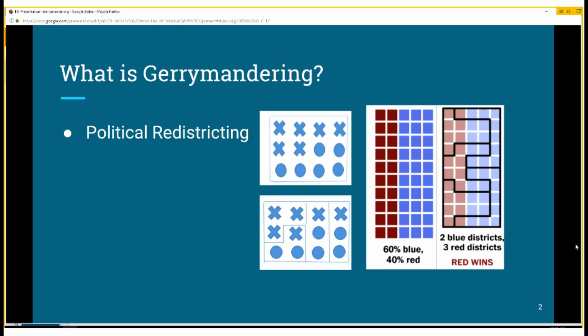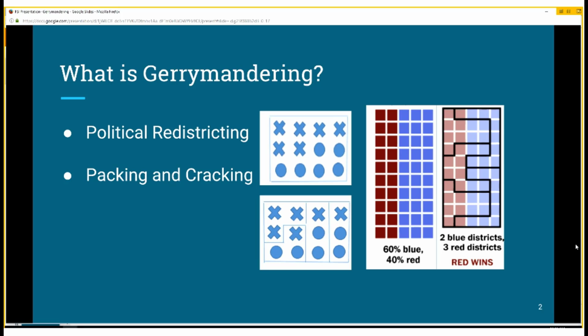Where gerrymandering comes into play in all of this is when the state legislature, which is responsible for the political redistricting process, draws congressional districts in a way to numerically advantage a certain political party. And this is done through packing and cracking. Packing is when members of a given political party are crammed into one district. And cracking is when they're spread thin among many districts. And packing and cracking combined can dilute the voices of voters of a given political party. And this is exemplified in the diagrams contained on the slide.